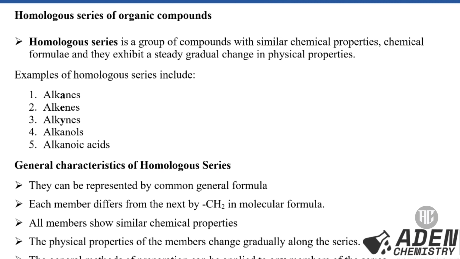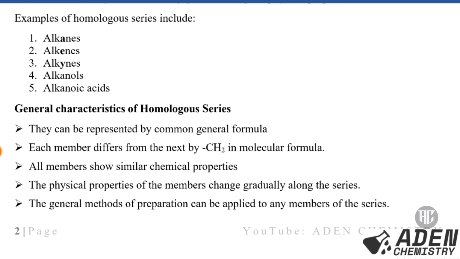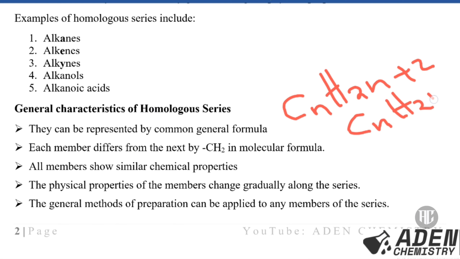So let us see the general characteristics of homologous series. All these homologous series that we have listed there, the 5, all of them have these general characteristics. Number 1, they can be represented by a common formula. For example, the alkanes have the general formula CnH2n+2, where n is the number of carbon atoms in a molecule. For the alkenes, the formula will be CnH2n, where n is the number of carbon atoms. For the alkynes, which we are going to do in Organic Chemistry 1, the formula will be CnH2n-2, where n is the number of carbon atoms.